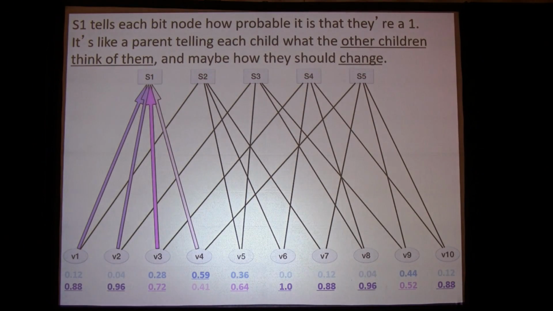So what do we do? Well, the S1 tells each bit node back how probable it was that there were 1s. It's like a parent telling each child what the other children thought of them and maybe how they should change. The key is that S1, when it talks back to these nodes, uses only what came from the other nodes. So it's like children ratting on each other.